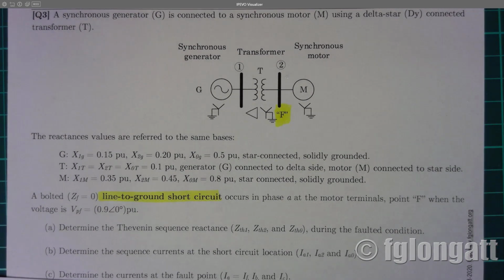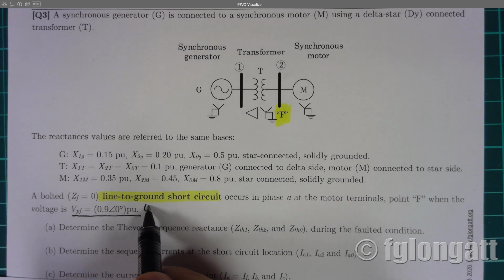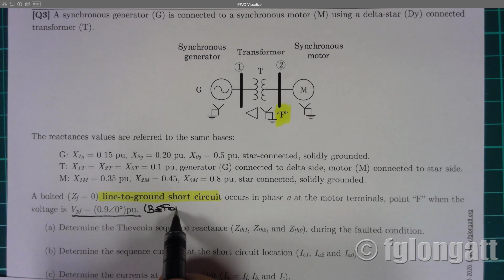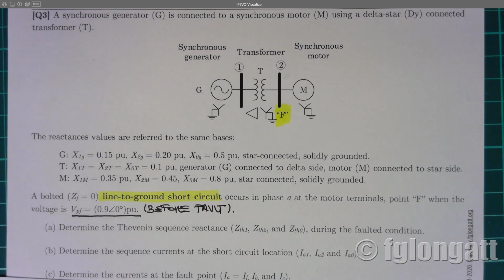And previous to the fault, the pre-fault voltage, or the voltage before the fault, is 0.9 per unit at 0 phase angle.